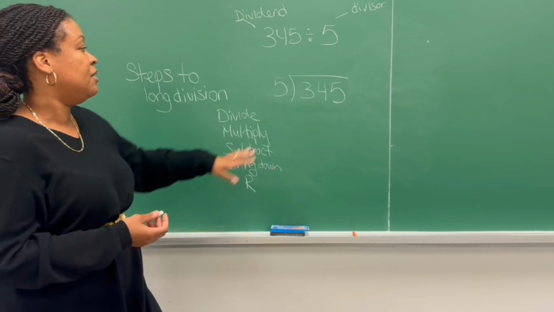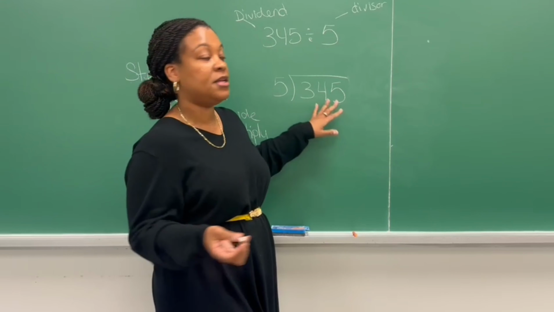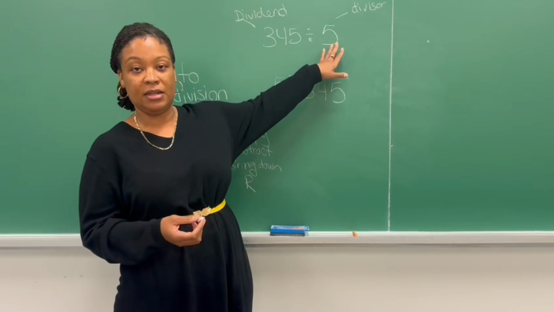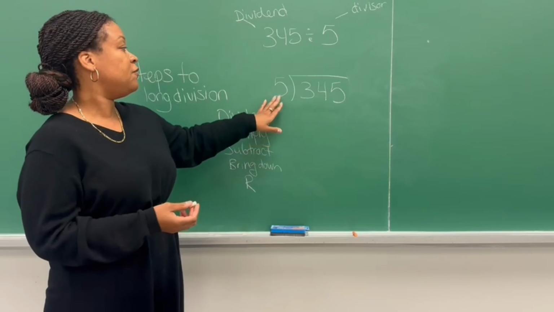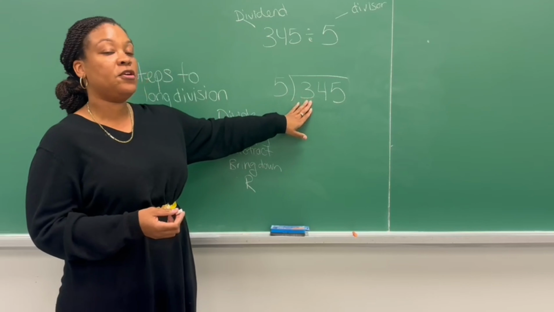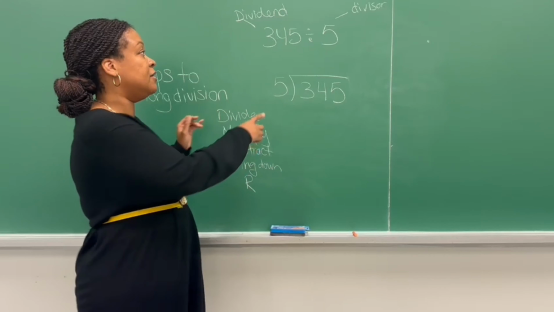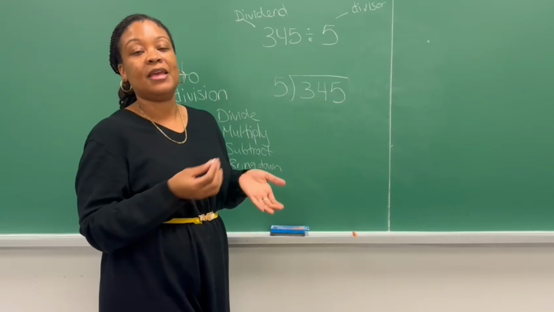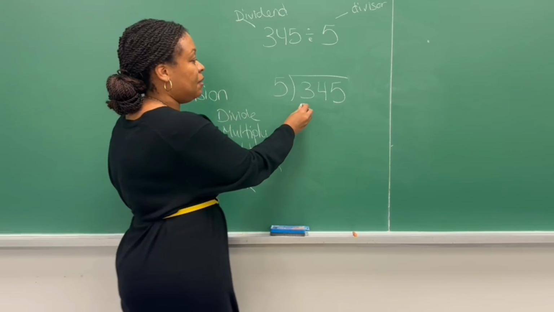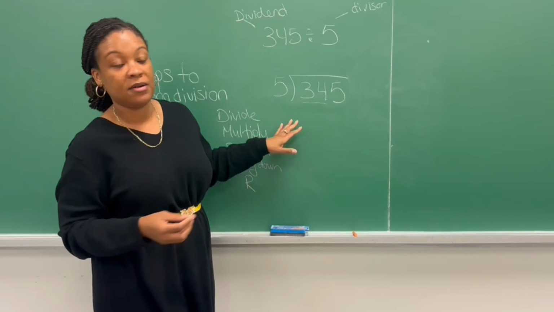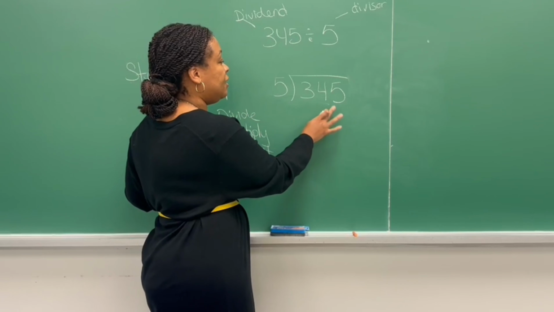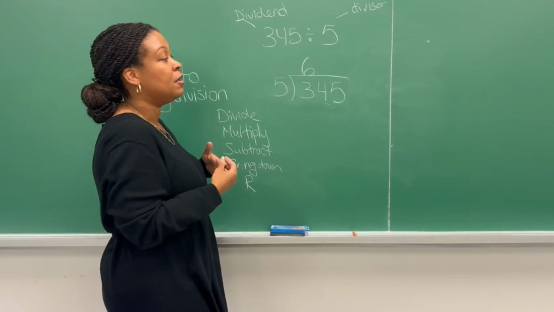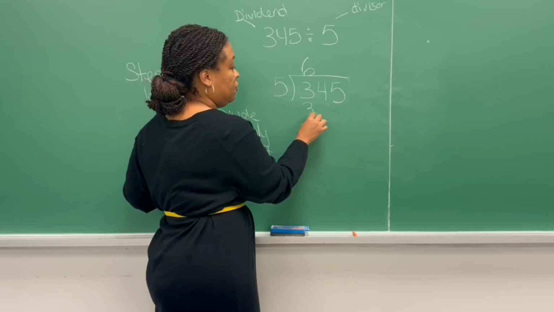Now we're going to talk about the steps that actually go into solving this particular problem. As we know, we have 345, we're dividing it by 5. The very first thing is that you want to take a look at the very first number and see if the divisor can divide into it. Now 5 is bigger than 3, so we know that it cannot divide into 3. So then I'm going to take a look at 34. 5 can divide into the number 34 6 times, and I know this because 6 times 5 is 30.